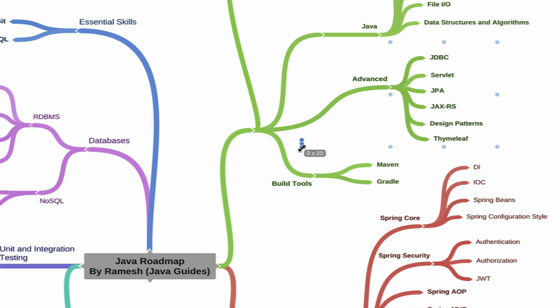Next, we have build tools. Whenever we develop a real-time Java project, we use build tools. Okay, in Java we have Maven and Gradle. So these are the two very popular build tools available in Java. All right, we use these build tools to build the Java project and also manage the dependencies. So go ahead and learn these build tools.